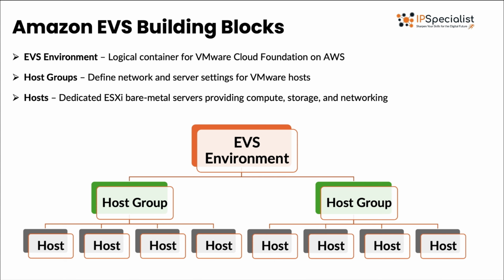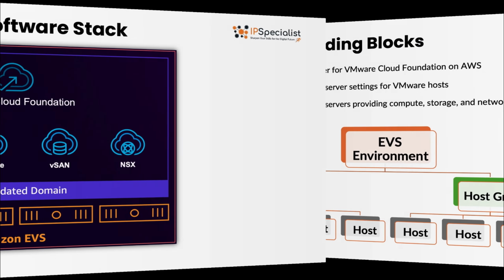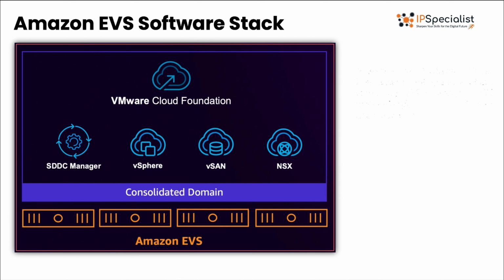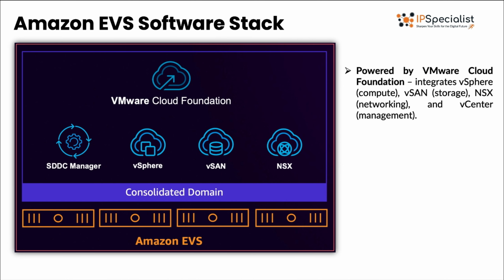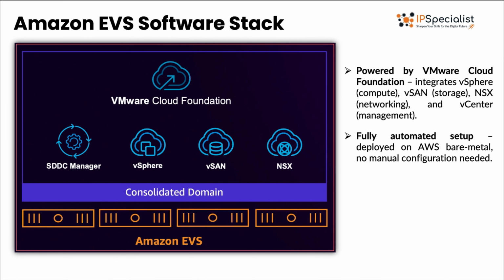Now that we've understood the building blocks of Amazon EVS, let's move a step deeper and see how all of these comes together in the software stack that powers EVS. Amazon EVS is powered by VMware Cloud Foundation, which brings together the key VMware components you're already familiar with: vSphere for compute, vSAN for storage, NSX for networking, and vCenter for management. When you deploy EVS, all of these are automatically set up on AWS bare metal infrastructure. So, you don't need to configure them manually.